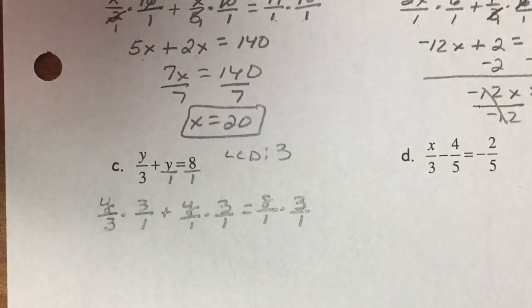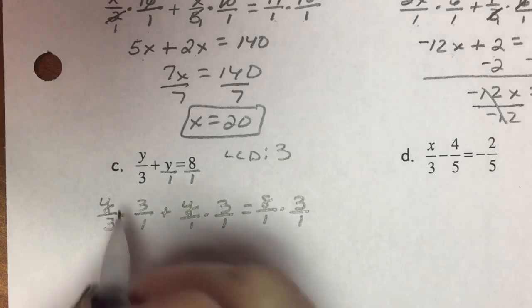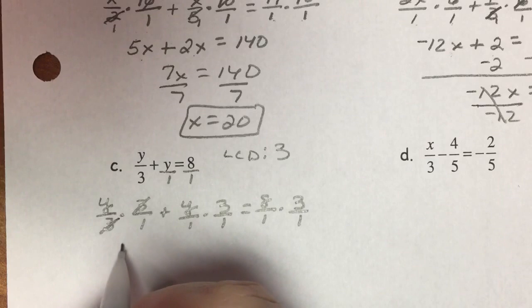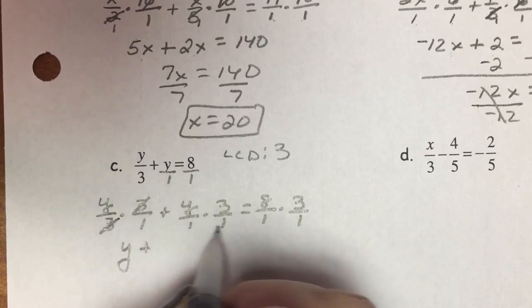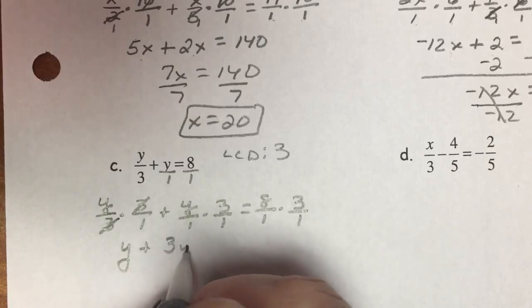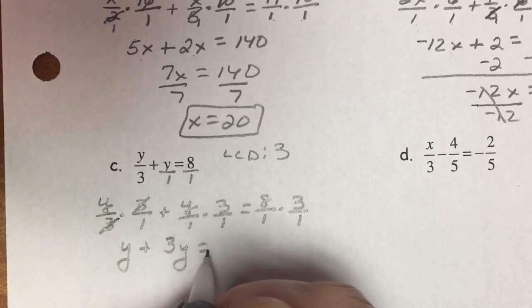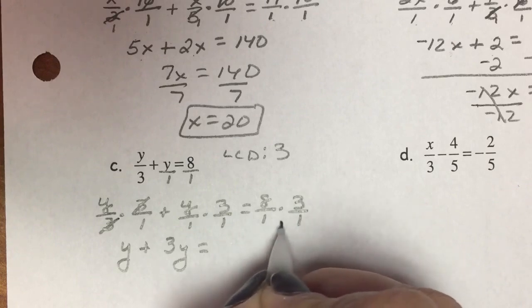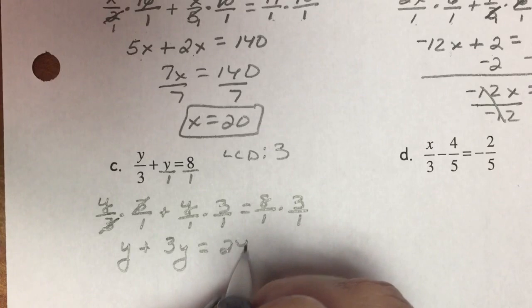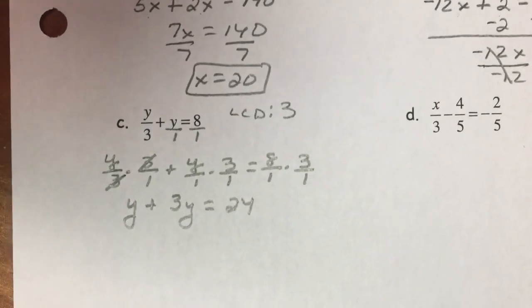Okay, now let's do our canceling, and remember at that point all the fractions should disappear. So 3 will cancel with the 3, which leaves me with simply 1y, plus nothing cancels here. If I multiply the tops, I'm going to get 3y is equal to, nothing again cancels here because I have 1's in the denominator. 8 times 3 is 24.